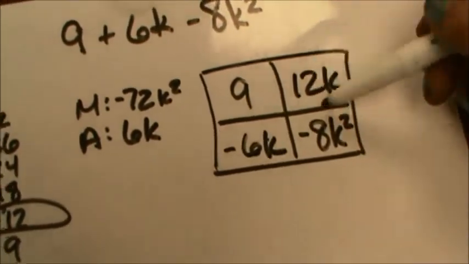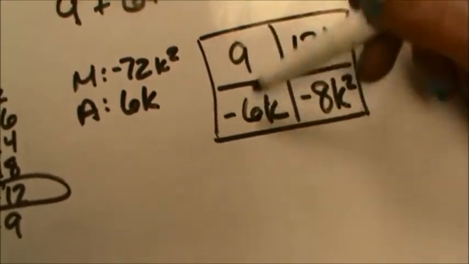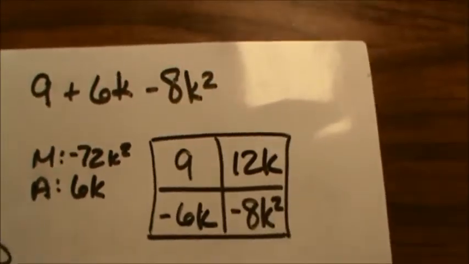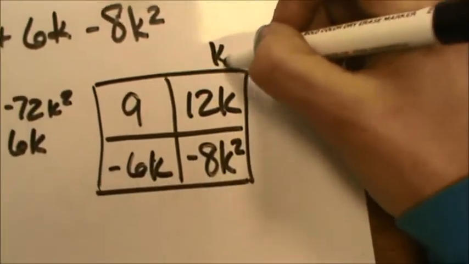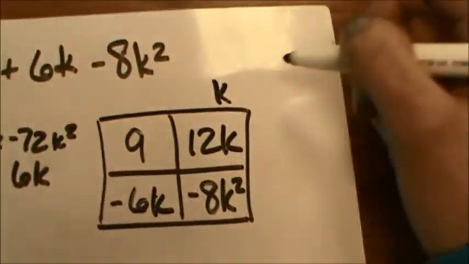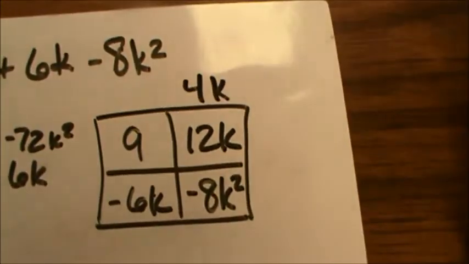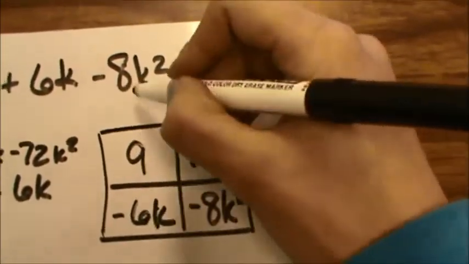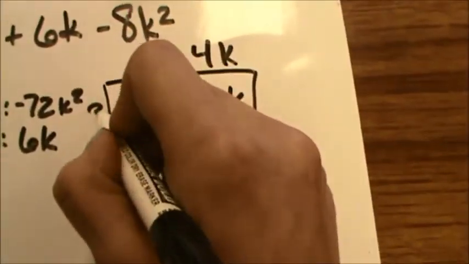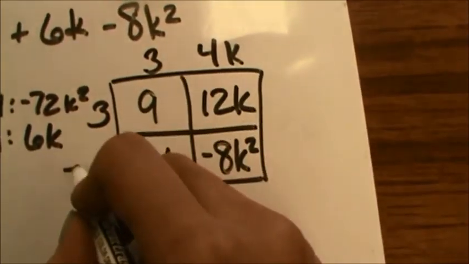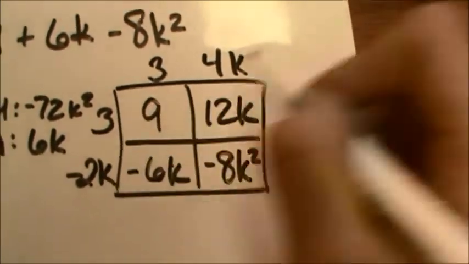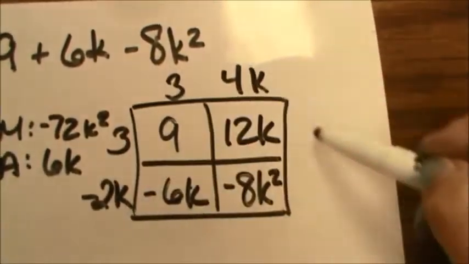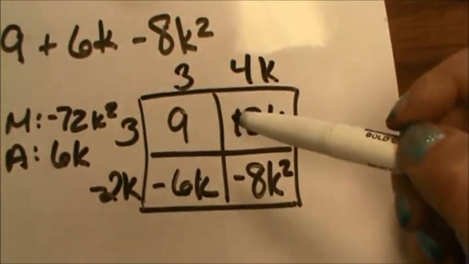Now I look across the rows and the columns to fill in my factor box. Both of these have a k in common, and the greatest common factor that divides both of these is 4. Right here, these 2 both have a 3 in common. Across here, a 3, and across here they're both negative, and they're both divisible by 2 and a k. This one's a lot more complex. I'm just going to multiply back and double check my factors.